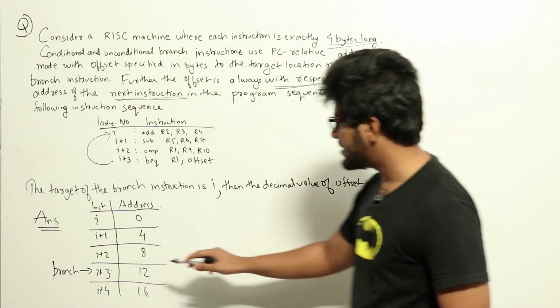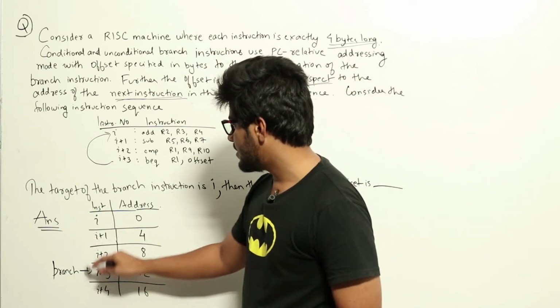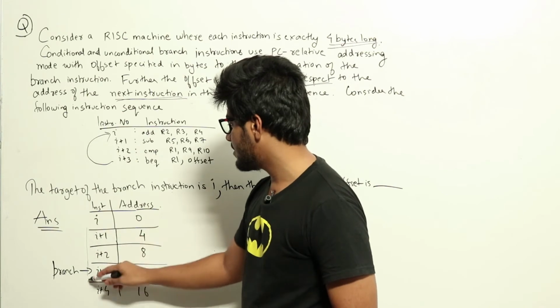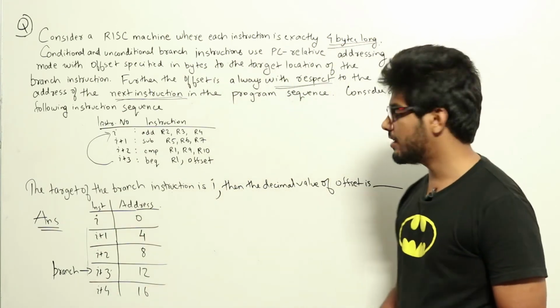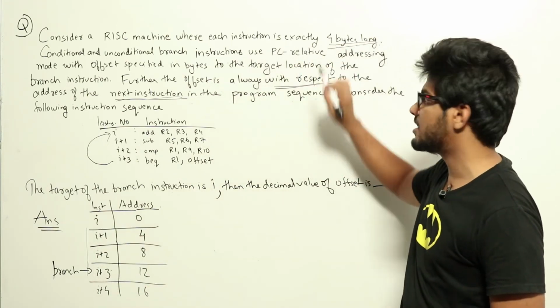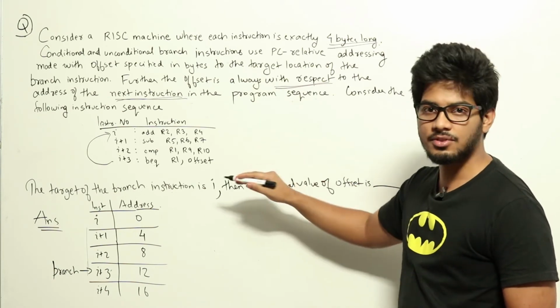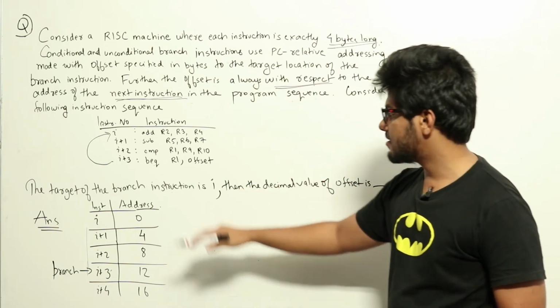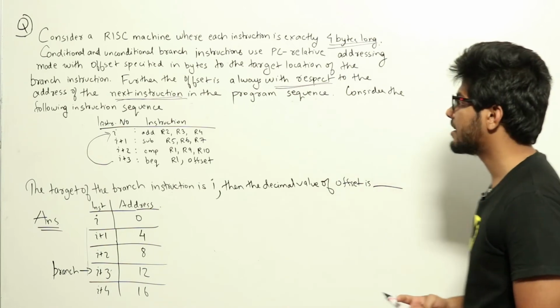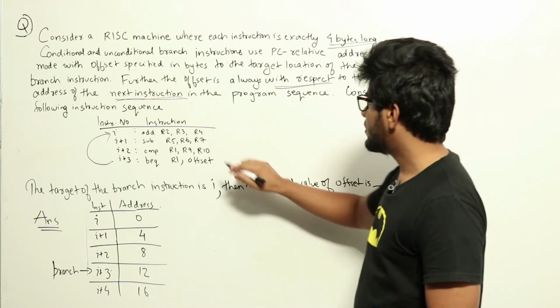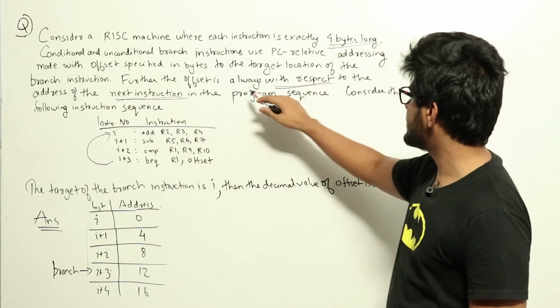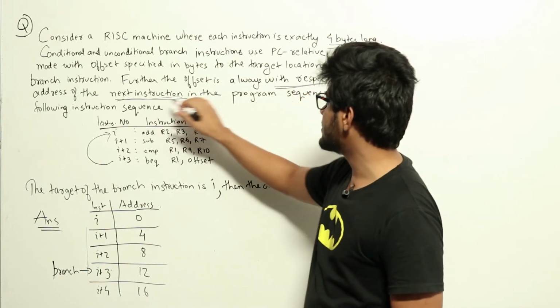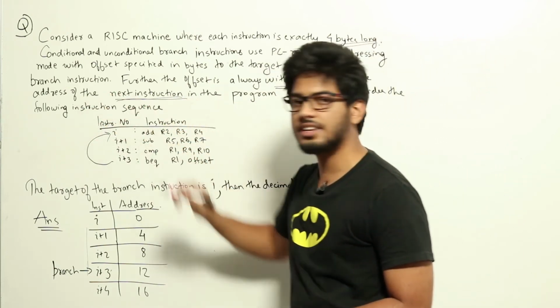Now when we are branching to this address, that difference in these 2 addresses, that's what we need to give in offset, because they are specified in PC relative addressing mode. So whatever is the difference between the current address and the address to which we should be branching to, that should be given here. Now they have given one more thing, that this offset is calculated with respect to the next instruction, with respect to the address of the next instruction.